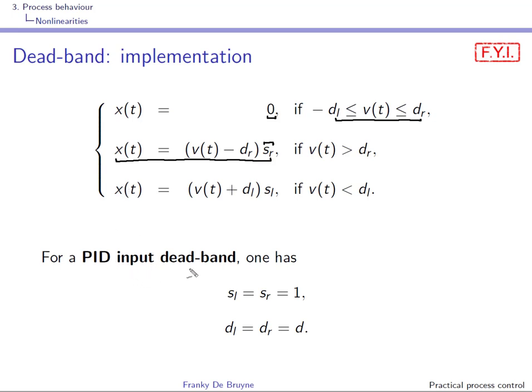For a PID controller with input deadband, the slope to the left and to the right is set to 1 in order not to interfere with the gain of the controller, and usually there is one deadband parameter, D here, which is half of the width of the deadband.